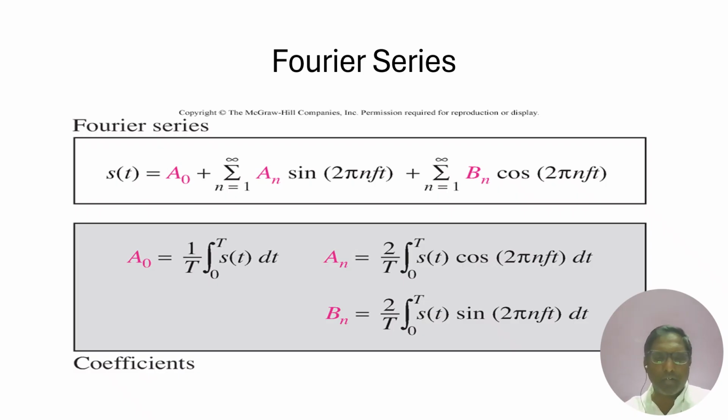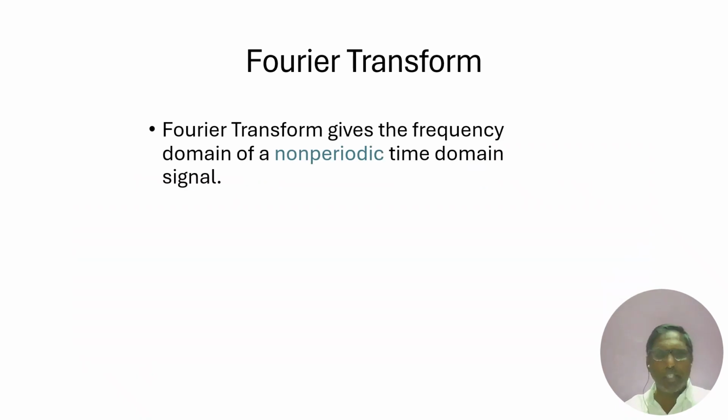Therefore, here we can individually represent a naught, a n and b n mathematically. First, a naught equal to 1 by T integration 0 to T s of t dt, and a n equal to 2 by T integration 0 to T s of t cos 2 pi n f t dt. Similarly, b n equal to 2 by T integration 0 to T s of t sin 2 pi n f t dt.